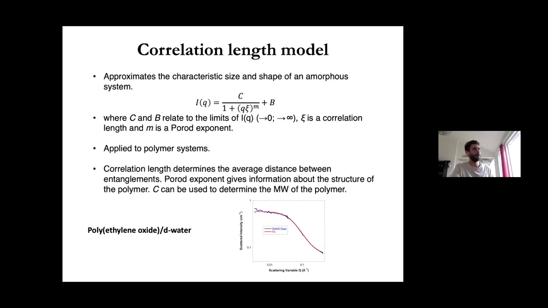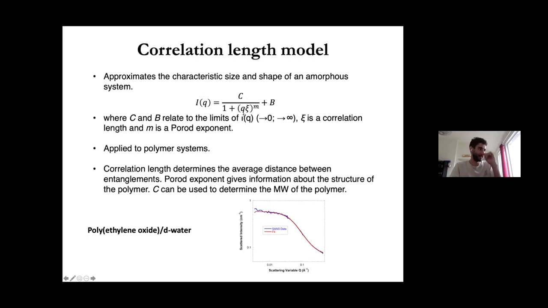So for example, the correlation length model. What people realized is that the Porod equation, the Porod plot, was good to describe the behavior of polymers. So basically, what they realized is that by having an equation that includes this Porod law, or Porod equation, with this Porod exponent, they could extract information from, for example, polymer systems.